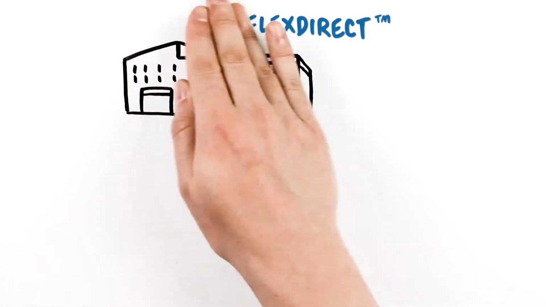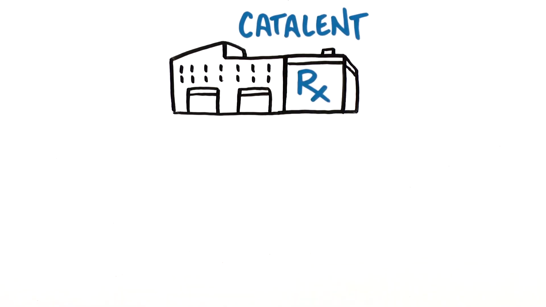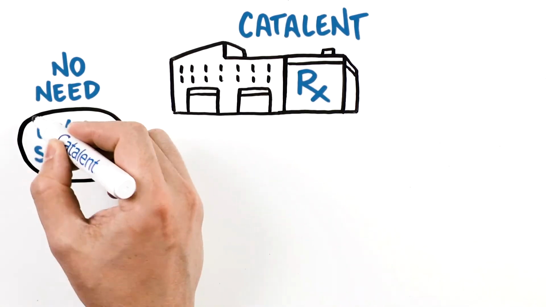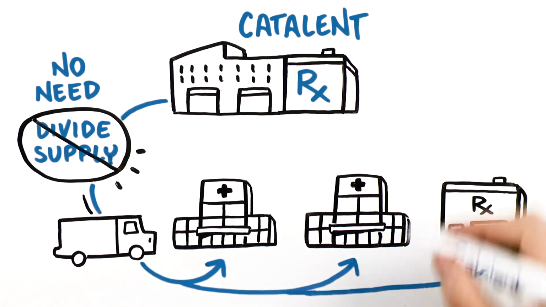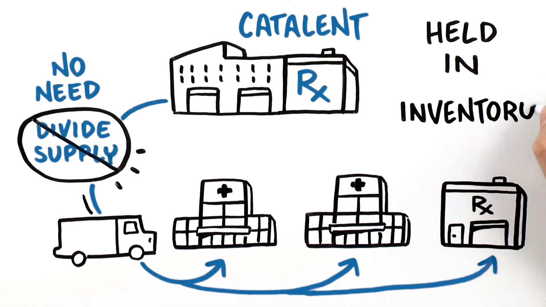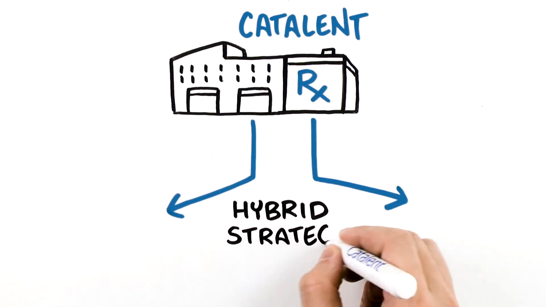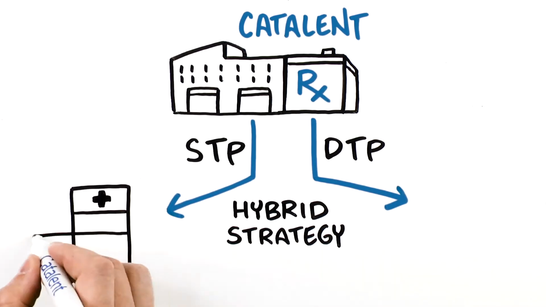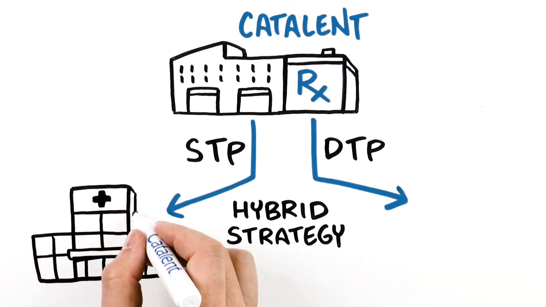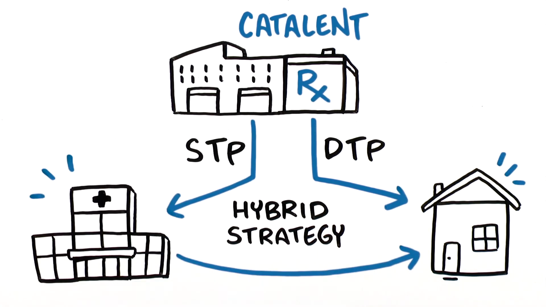By using Catalent's central pharmacy, located within our Philadelphia clinical packaging facility, there is no need to divide inventory or send some supply to an off-site central pharmacy. All supplies can be held in inventory at the Catalent clinical packaging facility until needed. Catalent can work with sponsors to design a hybrid strategy that combines STP, DTP, and even traditional clinical site visits to provide a customized solution that is both flexible and meets all their clinical supply distribution needs.